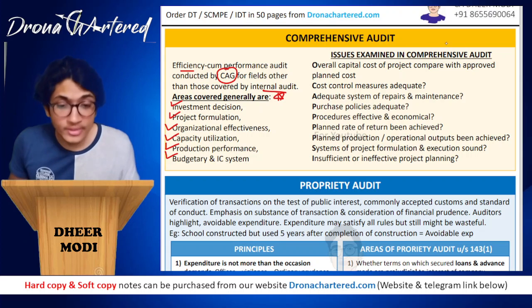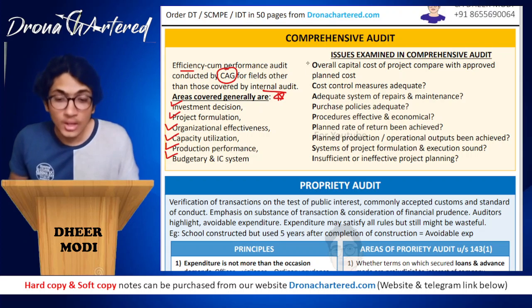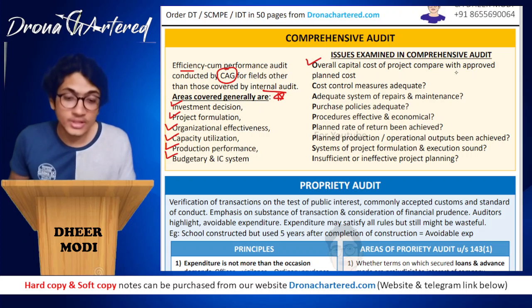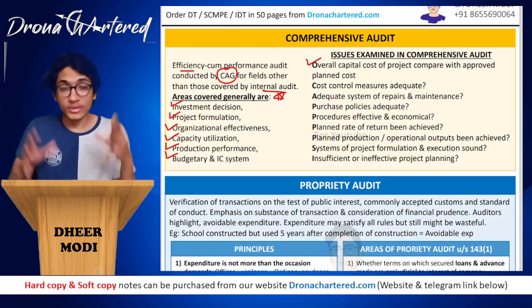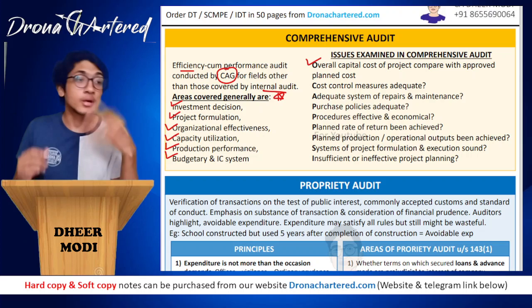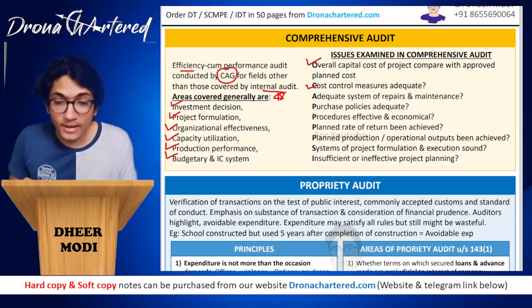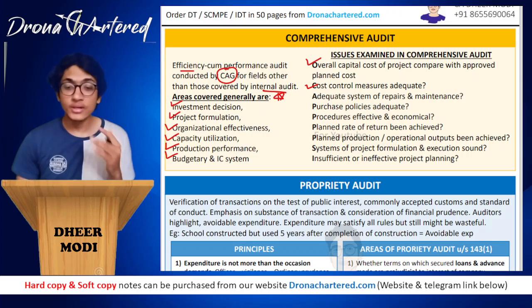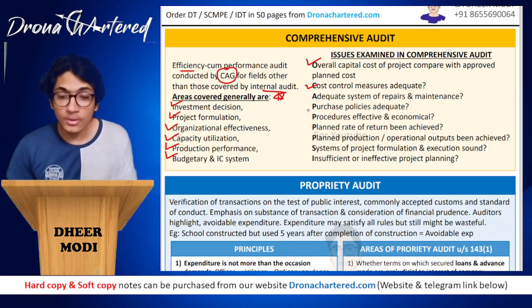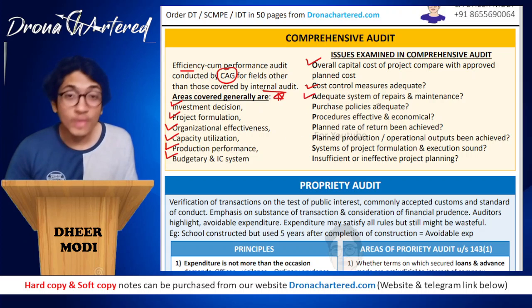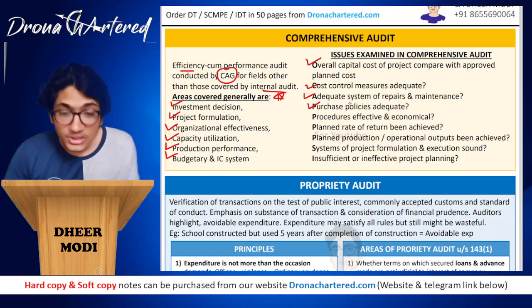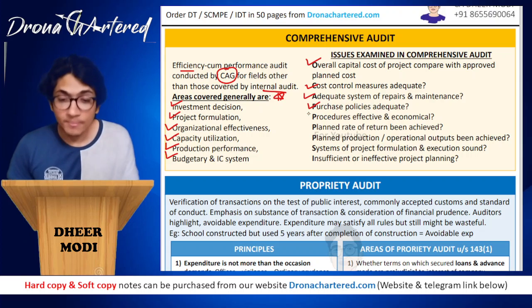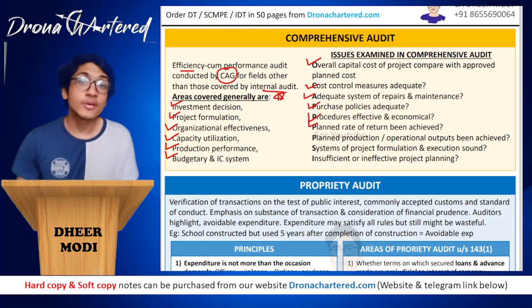Next is issues examined in comprehensive audit. So does the overall cost of capital of the project compare with the approved planned cost or not, that is, whatever cost is actually incurred versus what cost you had planned. Next, cost control measures are adequate. So whatever decision you are taking to control the cost, are they adequate or not? Adequate system of repairs and maintenance. Purchase policies adequate. Procedures effective and economical. Planned rate of return has been achieved.